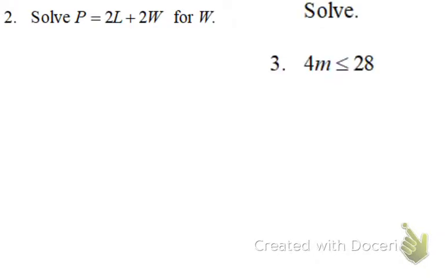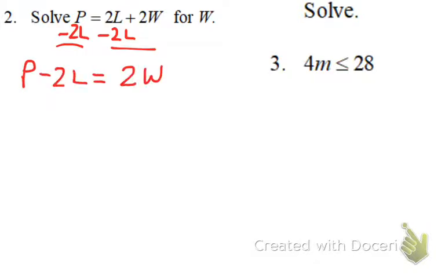Alright, number 2, solving for w. So you want to get this w by itself. To get rid of the 2l that's being added to it, subtract 2l. So we have p minus 2l equals 2w. Get rid of multiplying by 2, divide by 2.